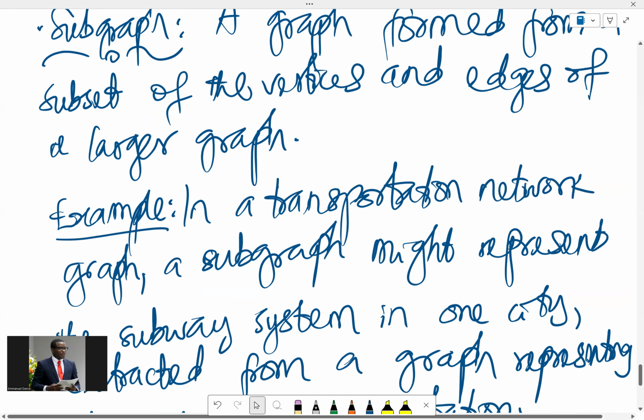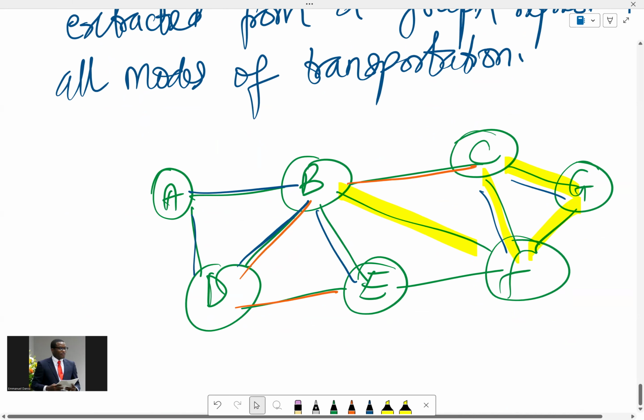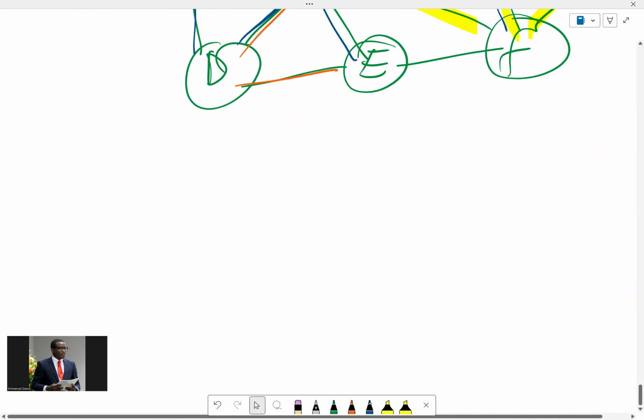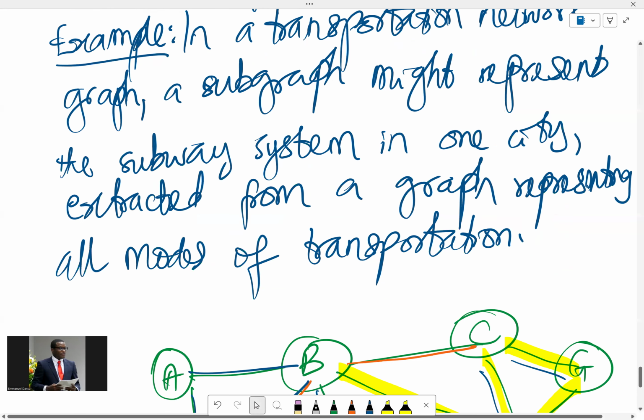Now let's talk about the induced subgraph.